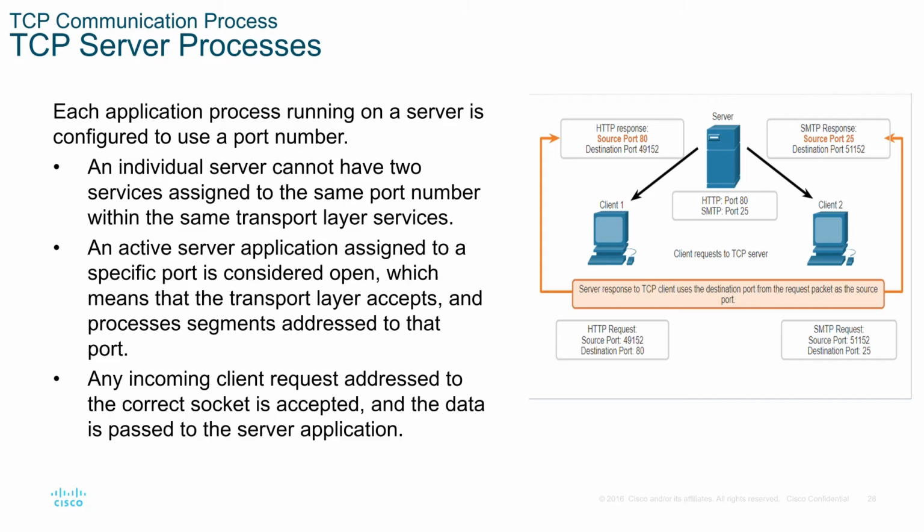An active server application assigned to a specific port is considered open, which means that the transport layer accepts and processes segments addressed to that port. This is one of the things that threat actors may try to find: what ports have been left open inadvertently, which leaves a receiving system vulnerable. Any incoming client request addressed to the correct socket is accepted and the data is passed to the server application.